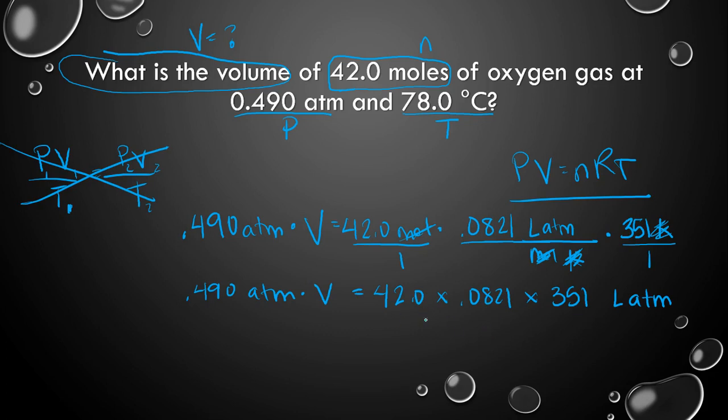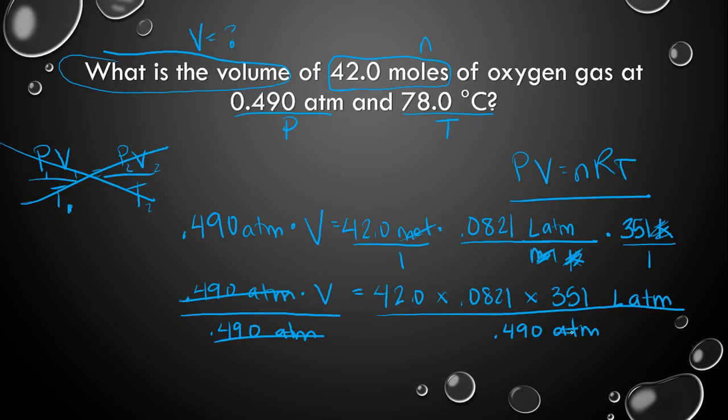You could do math, of course, but I'm going to go ahead and get the V by itself. In order to get V by itself, I need to divide what it's being multiplied by. You do the opposite. If you're multiplying by 0.490, then you divide by 0.490. And what you do to one side, you have to do to both. So if we divide both sides by 0.490 atmospheres, this cancels on this side, and over here, the atmospheres cancels. Well, what does that do? That leaves me with just liters. And that makes sense because we're finding volume. Volume is measured in liters. If you end up with volume in atmospheres, you've done something wrong.